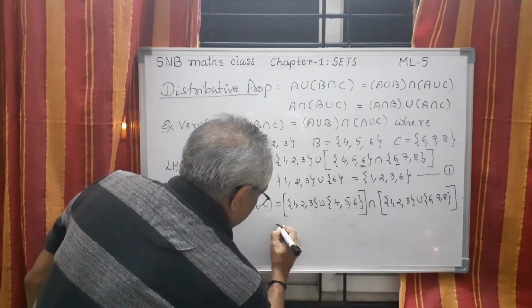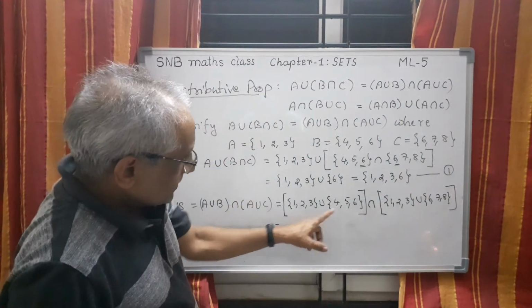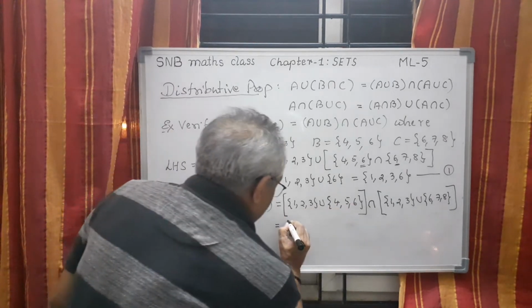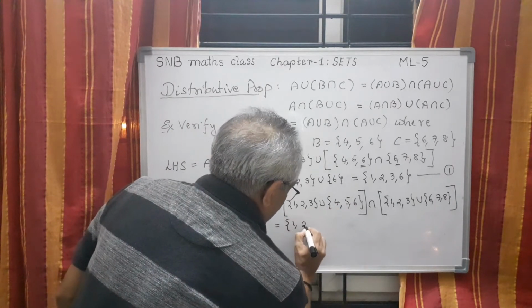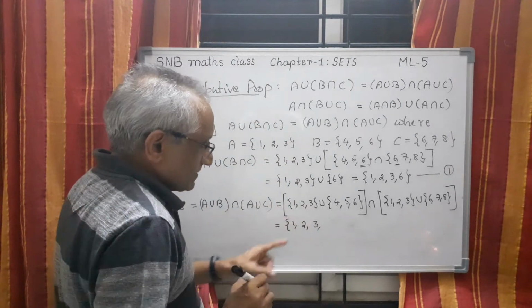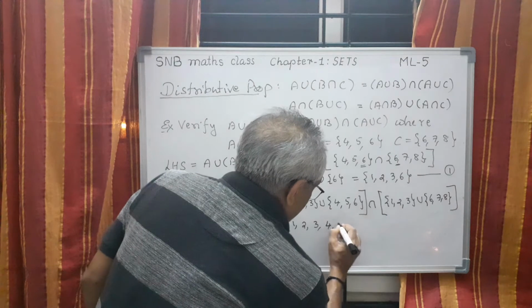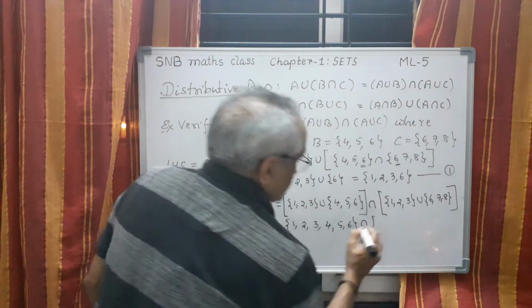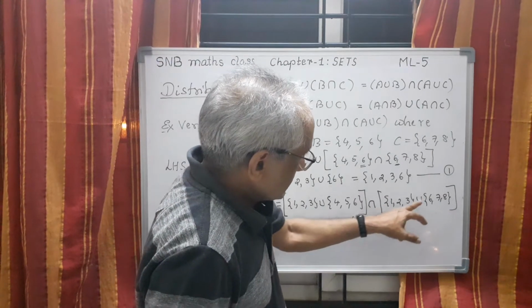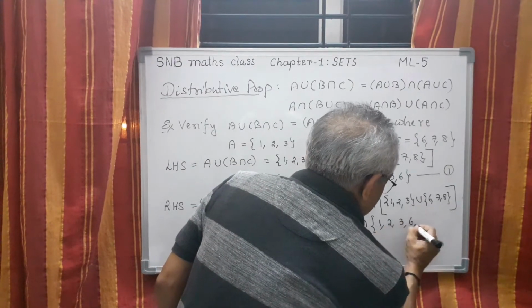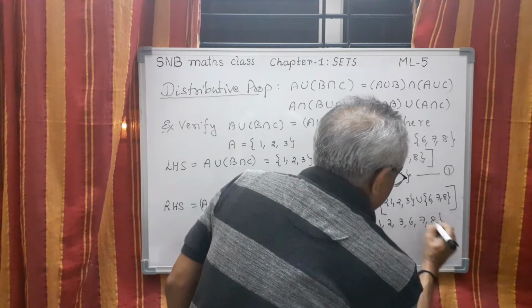Now simplify. This union gives 1, 2, 3, 4, 5, 6. Therefore I write 1, 2, 3 first, all the elements, then 4, 5, 6. Then intersection. Same thing we do here: 1, 2, 3, 6, 7, 8.